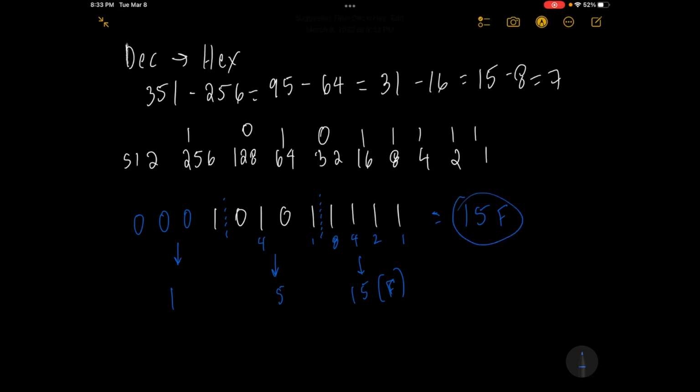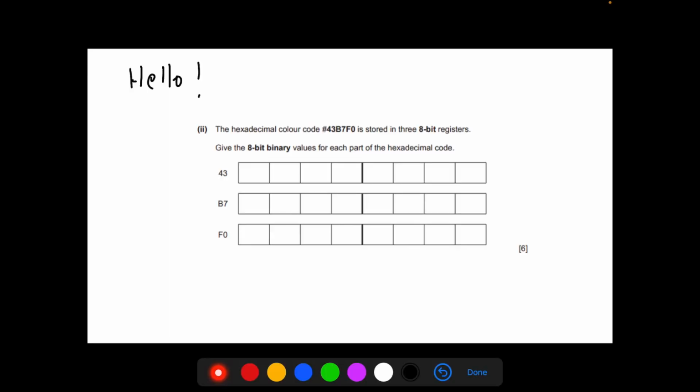So for a lot of these problems where we're converting from decimal to hex, what we really want to do is convert to binary first and then convert to hexadecimal. Now we're going to move on to solving some iGCSE questions. Okay, let's go ahead and solve some iGCSE questions.